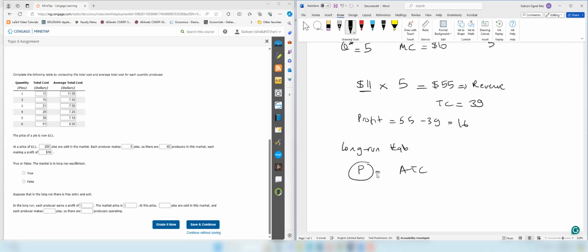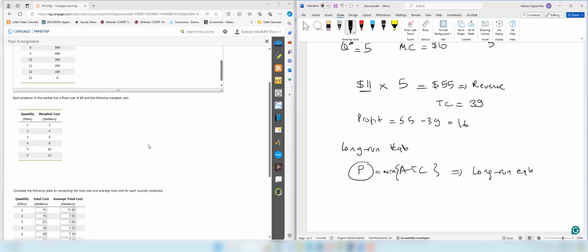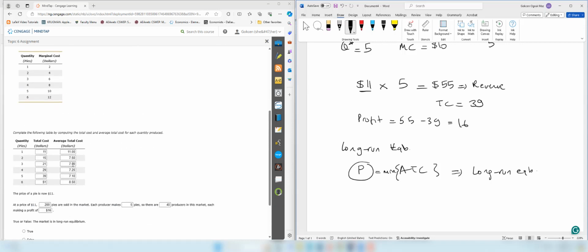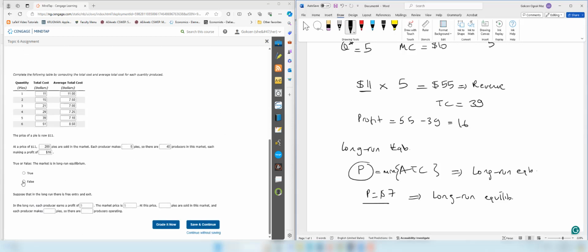And if price equals the minimum ATC, then this industry is in long run equilibrium. So let's find out what the minimum ATC is. We go up here and find that the minimum ATC is $7. So if the price is $7, then this firm is in long run equilibrium, which is not the case because price is $11, which is greater than $7. So this market is not in long run equilibrium.